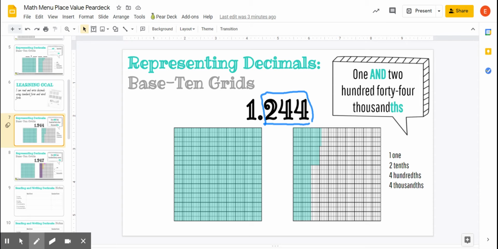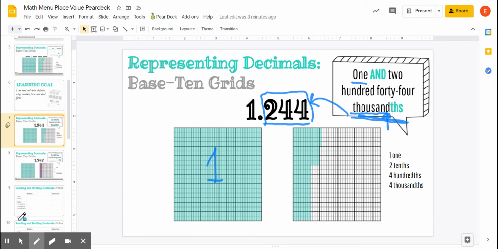And when I read this number, I have 1, because I have that 1 whole, and I have 244 thousandths. And make sure when you're writing this, you are including the D in the word thousand, then the THS. So thousandths. So we would read this 1 and 244 thousandths. The word that you have here is the very last place value you have in the number you wrote.